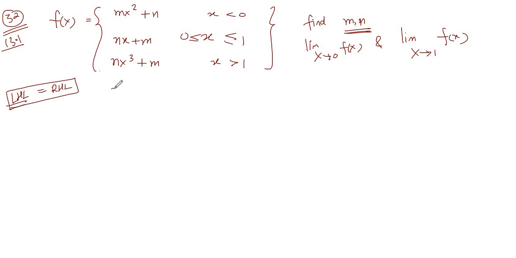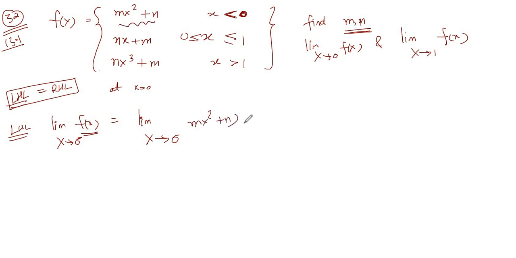Correct? So let's check at x is equal to 0. What will be LHL? As we have done it for LHL, it is 0 minus of f(x). So it will be the limit as x tends to 0 minus, where x is less than 0, we will take this one, so it is mx square plus n. When we put x is equal to 0, it will be 0 plus n, which is n. This is LHL.